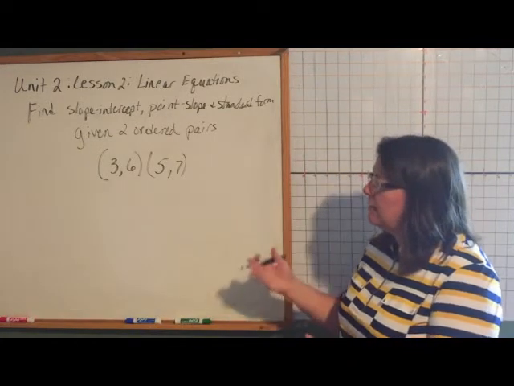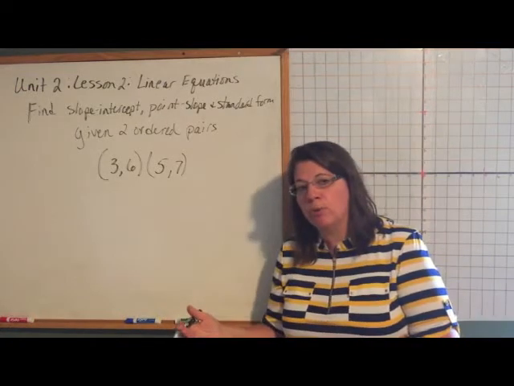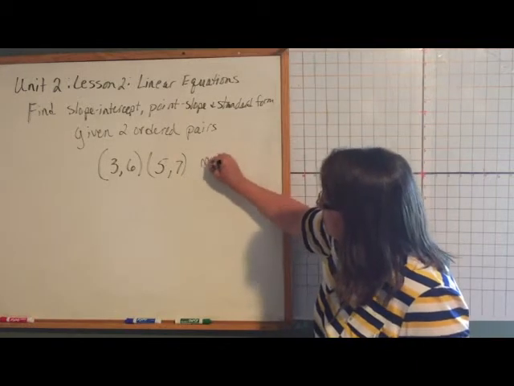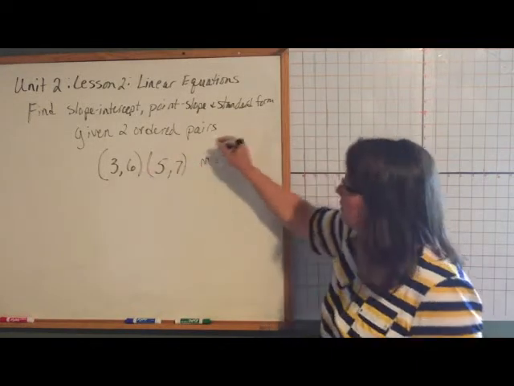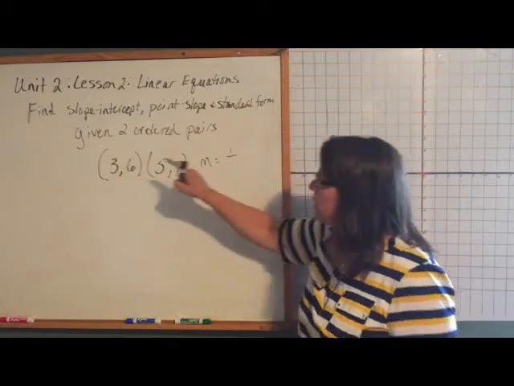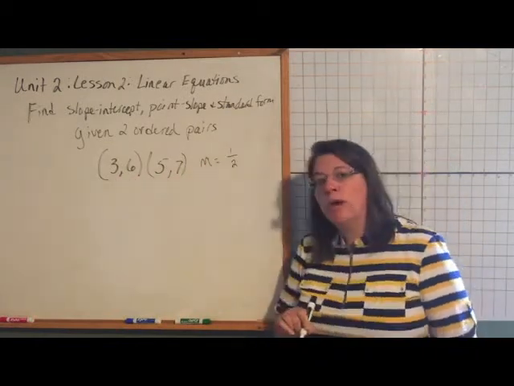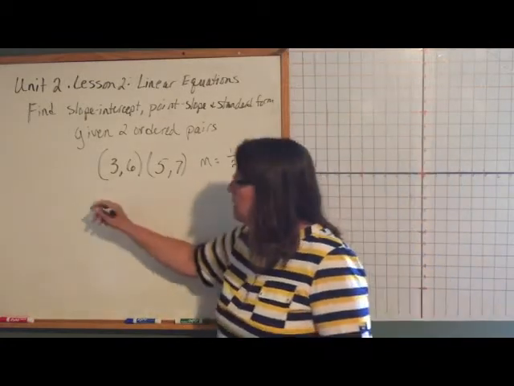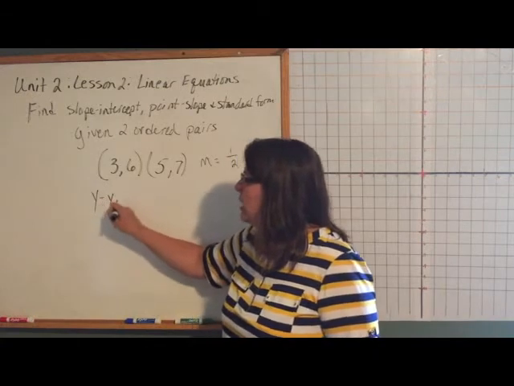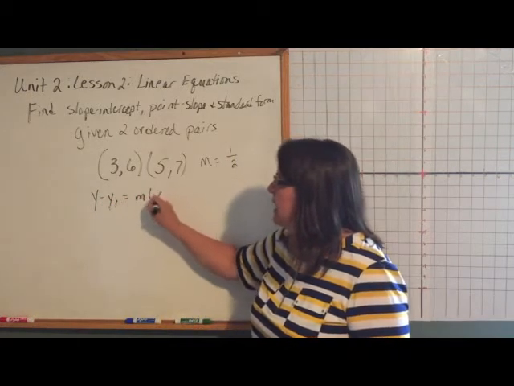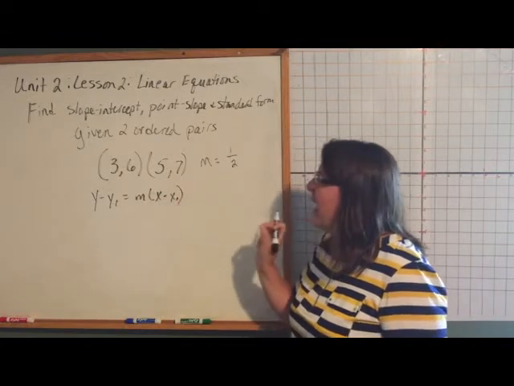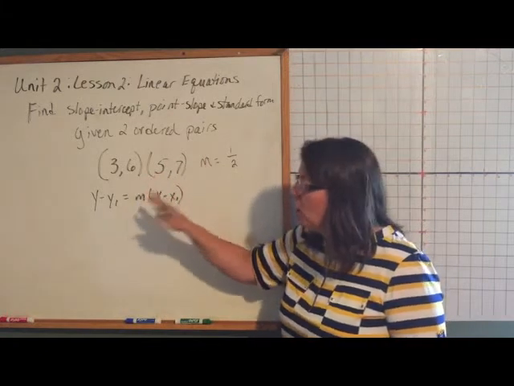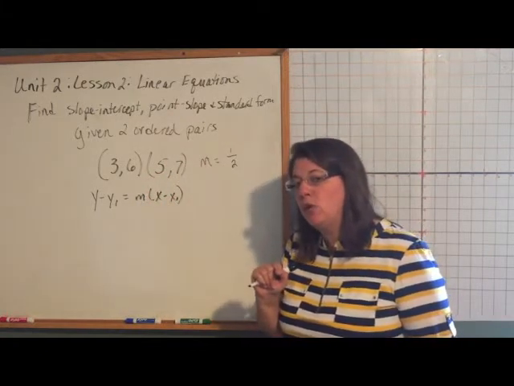So let's find the slope first using the slope formula from the last section. So if I do that, my slope would be 7 minus 6, or 1, over 5 minus 3, 2. So my slope is 1/2. Then I know that point slope is y minus y1 equals m times x minus x1. If I have my slope and at least one point, I can always plug into point slope form to find the equation of the line.